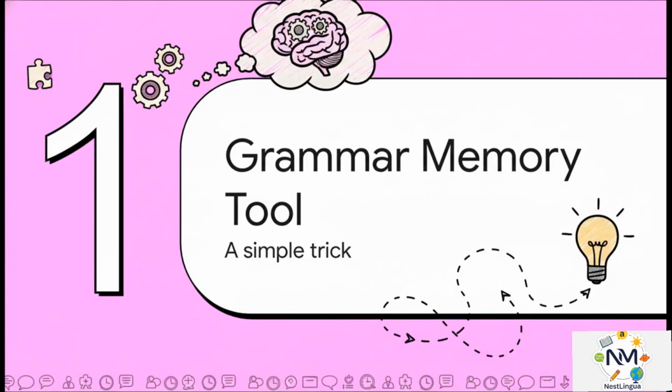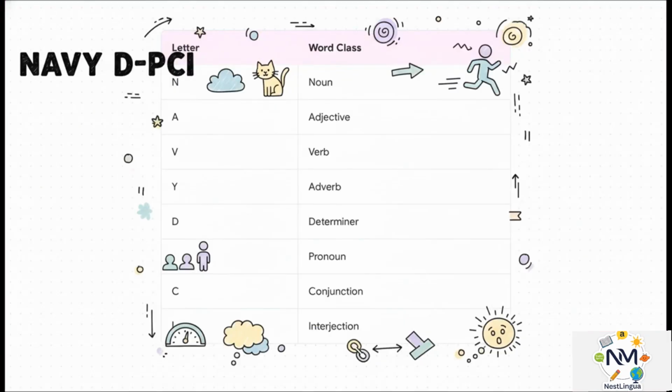Now, I know what you might be thinking. 8 categories? That sounds like a lot to remember. But don't you worry, because I've got a super simple trick up my sleeve for you. It's a really neat memory tool that'll help you keep them all straight. All right, here it is.